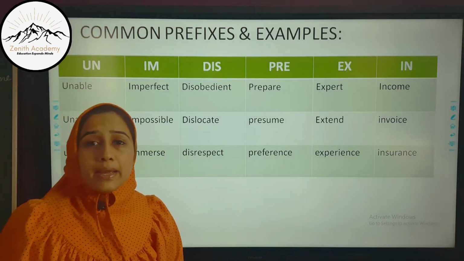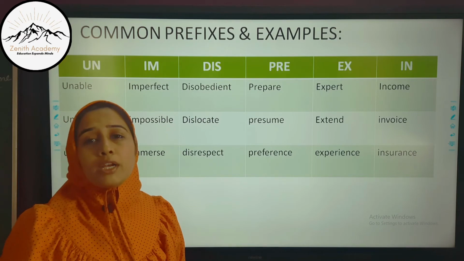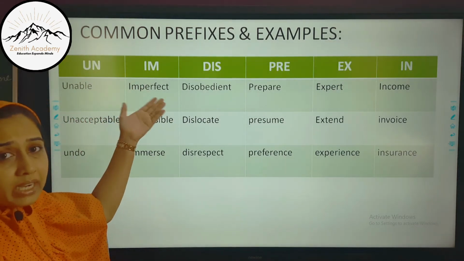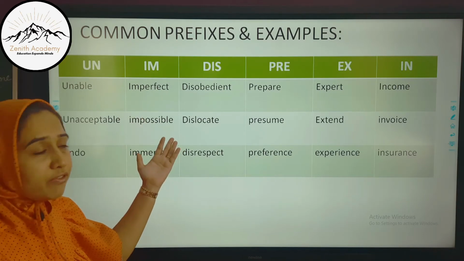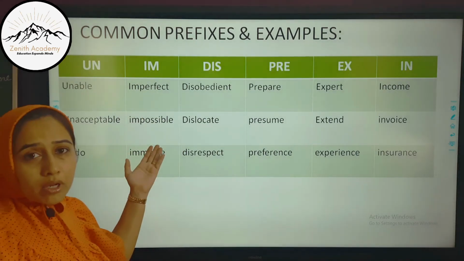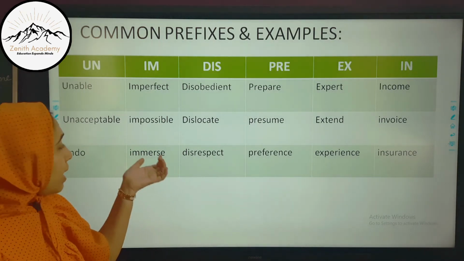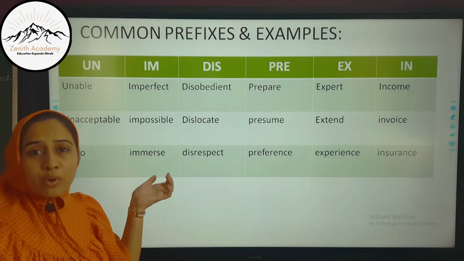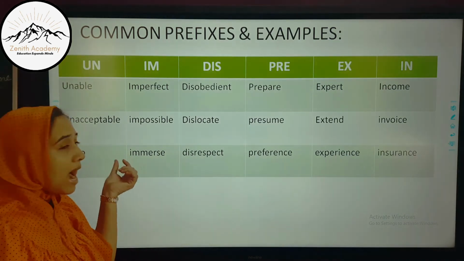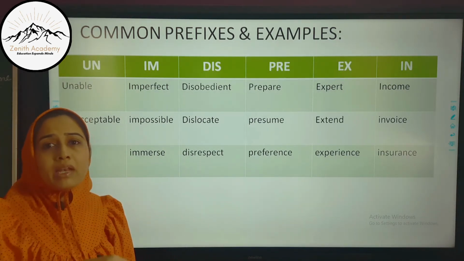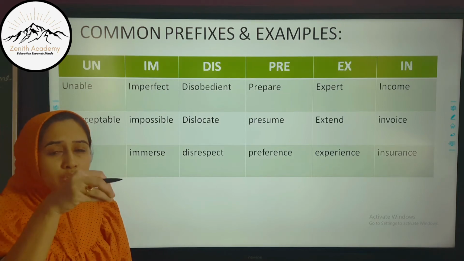Now when added im, it might make an antonym or it might not. Perfect, imperfect. These two are antonyms of each other. Possible, impossible. But this word immerse is not an antonym. Merse is a bound stem root word. And immerse, when the prefix im is added, means to put something in liquid, water, whatever. Means to put it down.